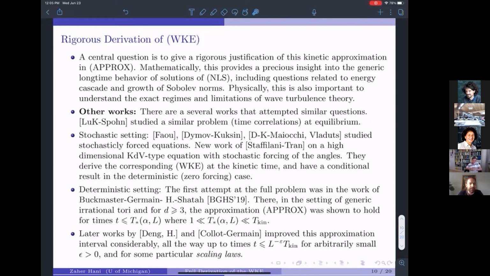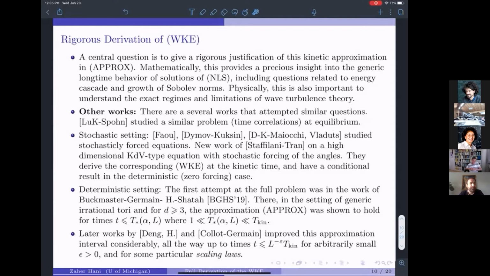But before proceeding to discussing some of our results, let me start by mentioning some other works that deal with this or similar problems. So the first work that I know about that deals with a very similar question is the work of Lukkarinen and Spohn from around 2010, I believe. So they studied a similar problem, which is the time correlations of solutions of a discrete NLS equation at equilibrium.